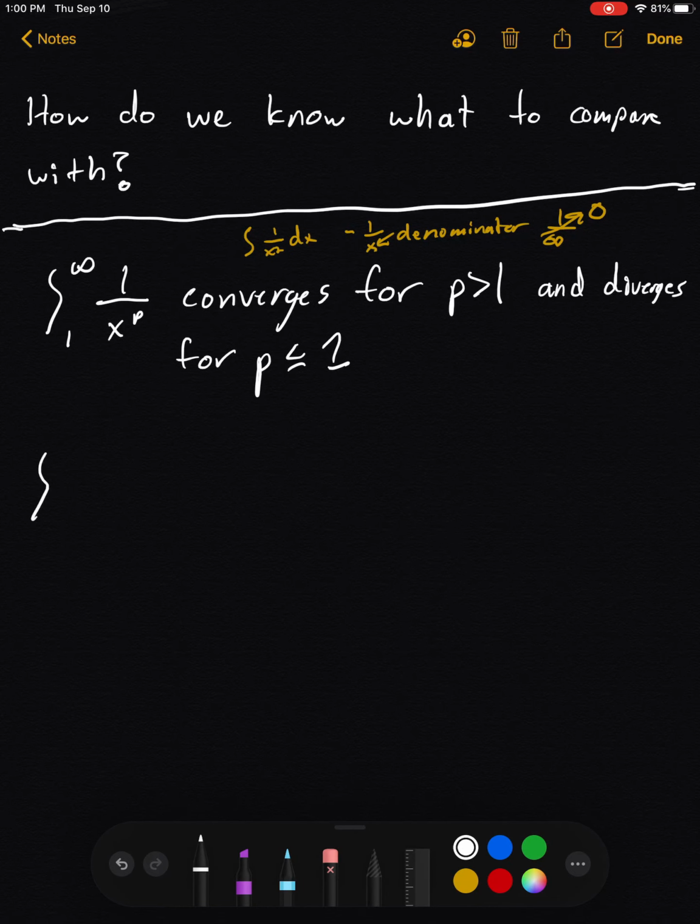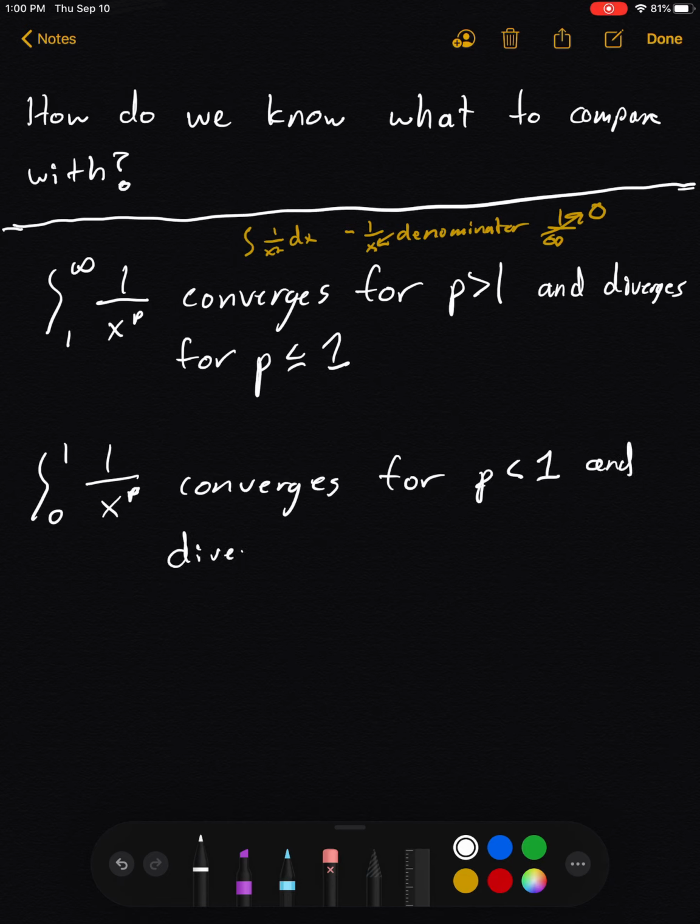The next one is the integral from 0 to 1 over x to the p. Converges for p less than 1 and diverges for p greater than or equal to 1. And I will show you why that one is.